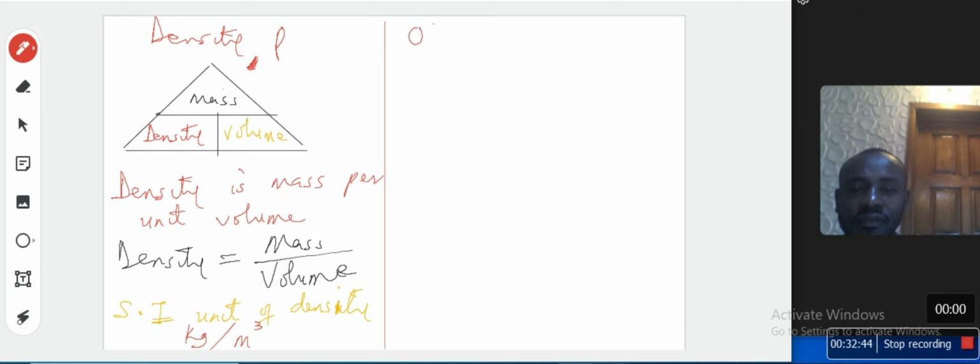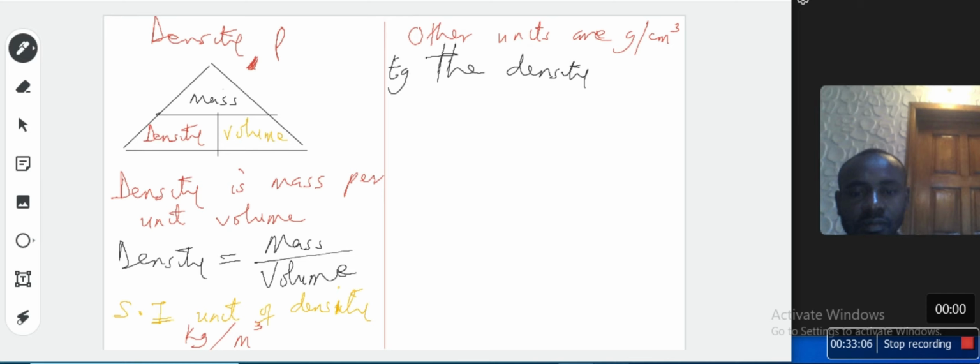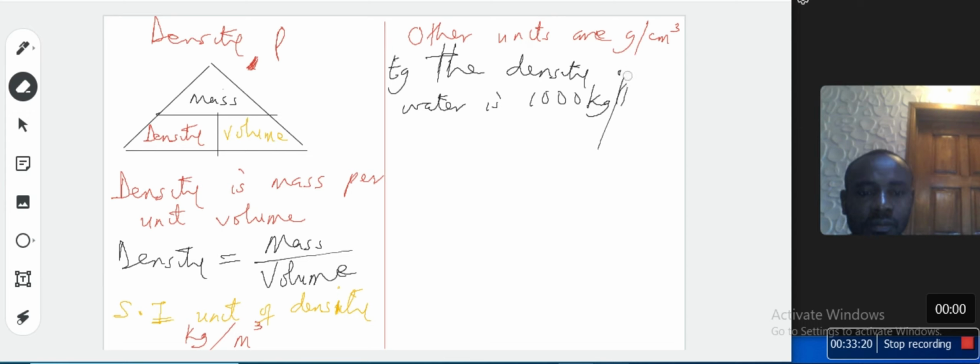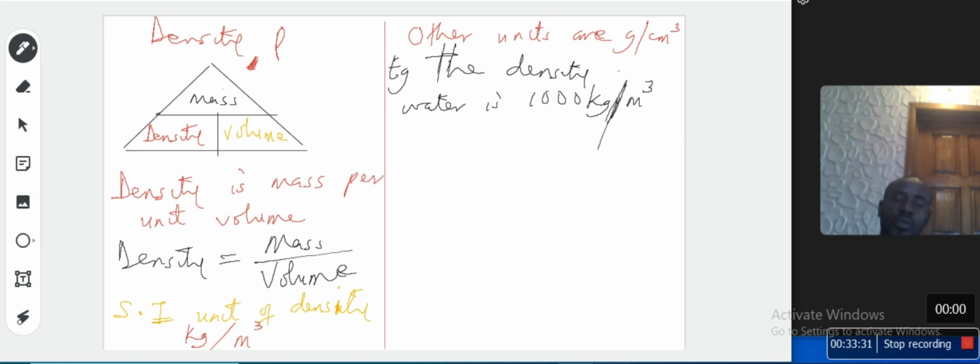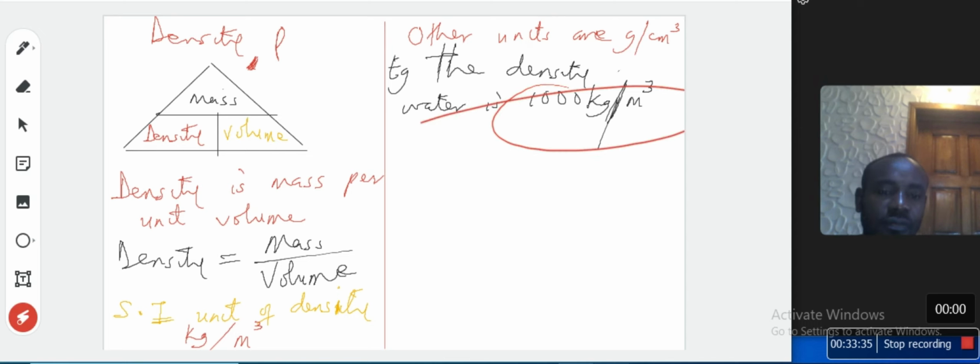You can have other units, such as gram per centimeter cube, etc. For example, the density of water is 1000 kilograms per meter cube.